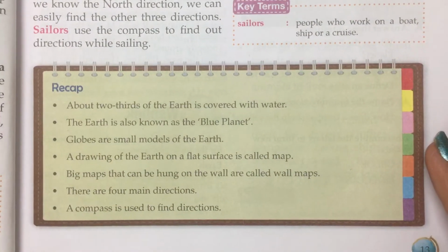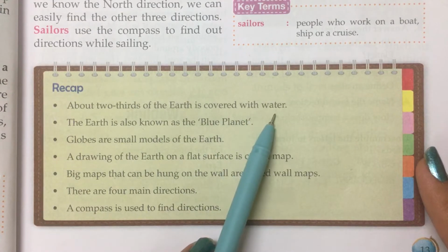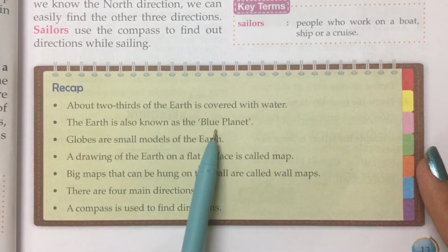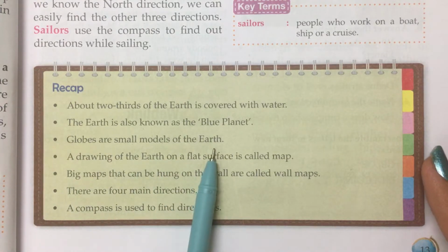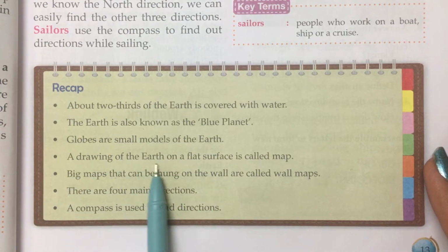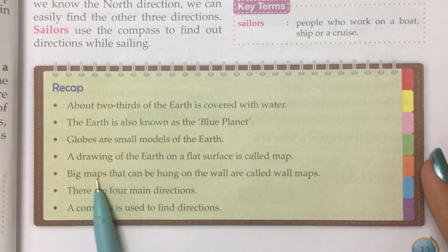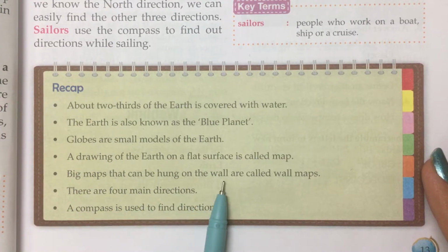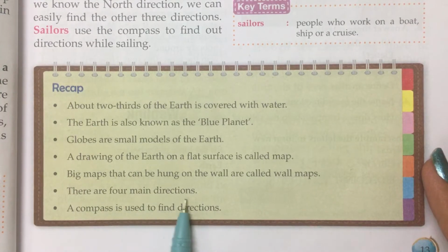Recap. About 2/3 of the Earth is covered with water. The Earth is also known as the blue planet. Globes are small models of the Earth. A drawing of the Earth on a flat surface is called a map. Big maps that can be hung on the wall are called wall maps. There are 4 main directions. A compass is used to find directions.